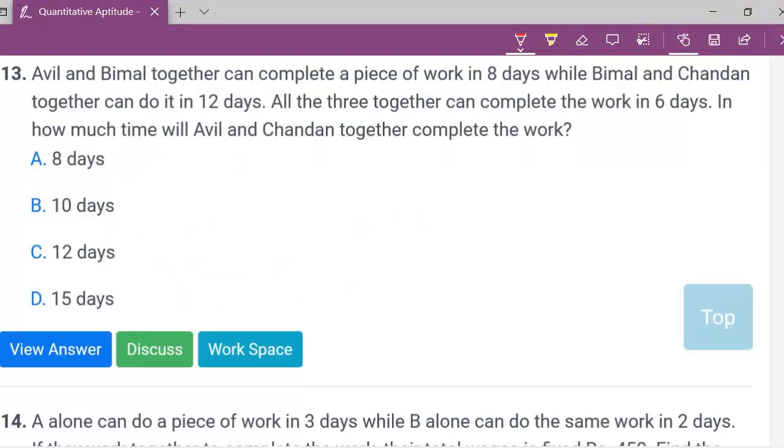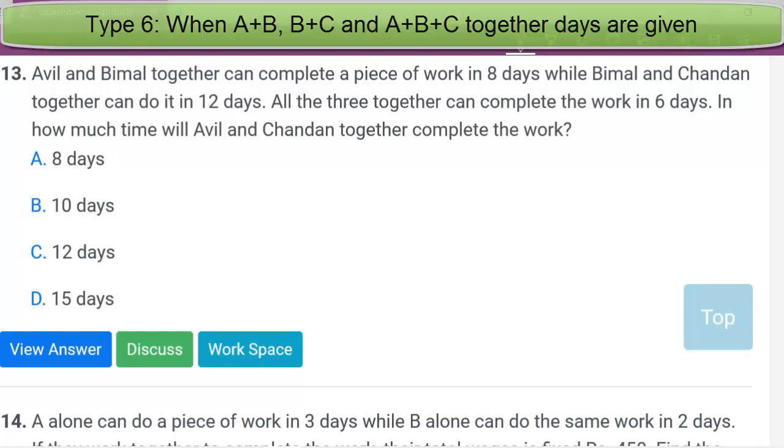So here we have another type of question. Here it is said Avil plus Bimal together can complete a piece of work in 8 days, while Bimal and Chandan together can do it in 12 days. All three together can complete it in 6 days. So in how much time will Avil and Chandan together complete the work?